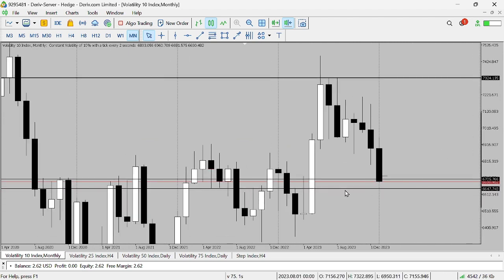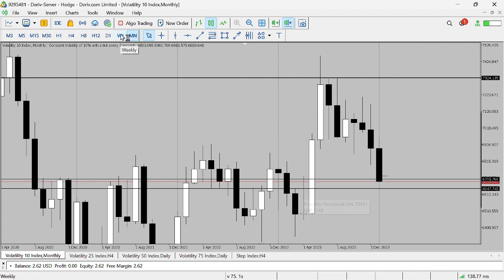So we have a draw on liquidity. The monthly is bullish, but the weekly is bearish. So if the weekly is bearish, what is it seeking for? It is seeking something on the higher time frame, which is the monthly. And it is seeking for this monthly bullish order block, which broke structure up here. So price is yet to hit that monthly bullish order block.